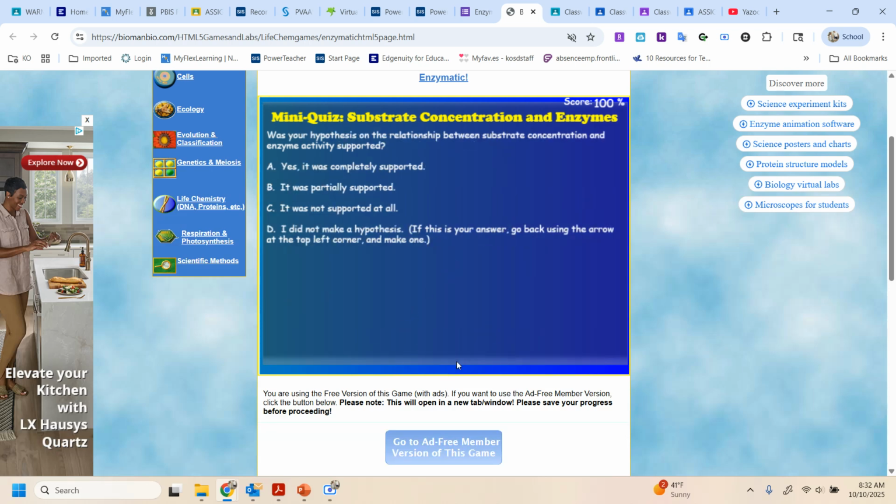It's going to say, oh my God, you're so right. And now we're going to say, was my hypothesis supported? Yes, it was pretty much supported. I didn't say that it's going to level off.